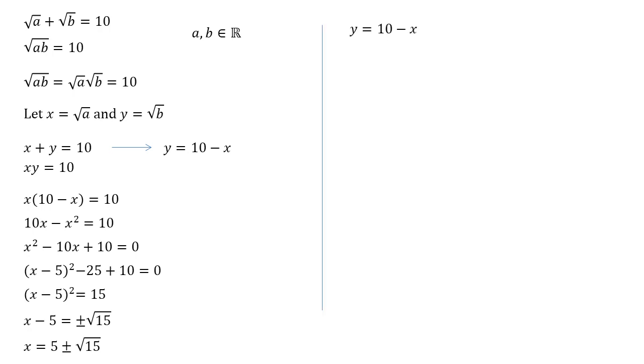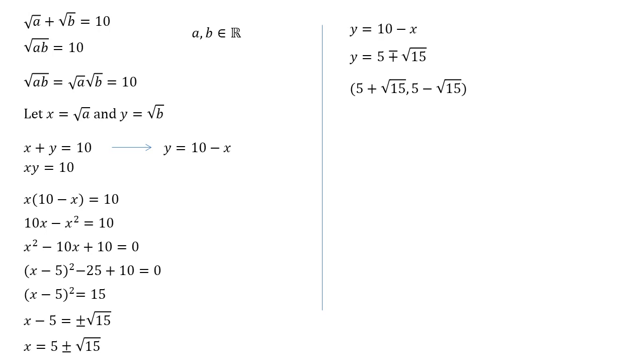We know that y equals 10 minus x, so substituting our x into this, we'll have 10 minus the 5 plus or minus root 15. So the 10 minus 5 gives us 5. And now because we're taking away our plus or minus root 15, we now get minus or plus root 15. So the opposite way around to what it was. So we've got two pairs of solutions. Our first one is x is 5 plus root 15, y is equal to 5 minus root 15. Let's use these to find a and b.